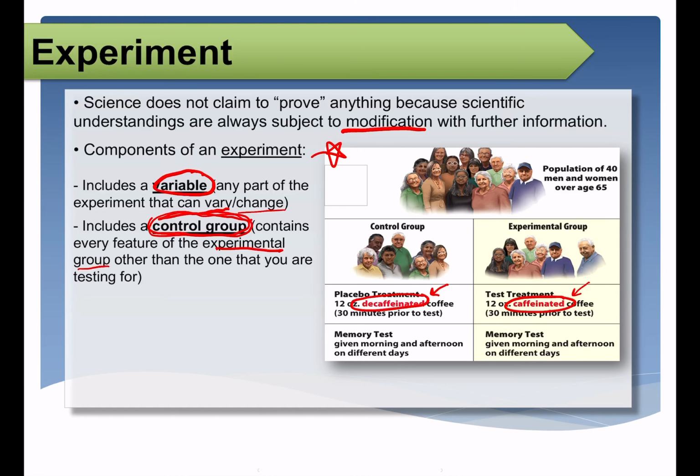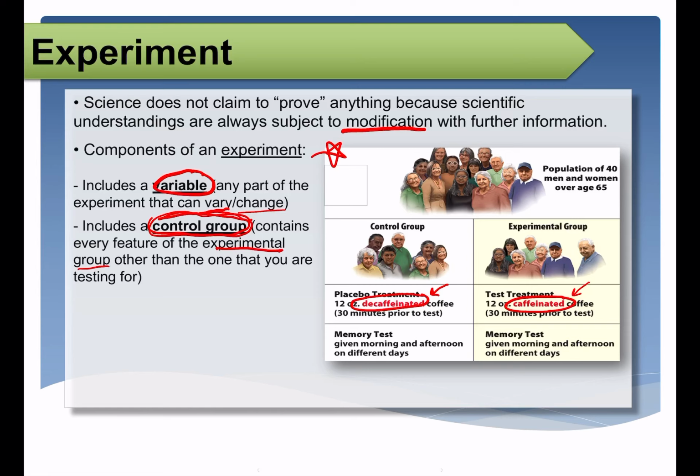while the group that is given the variable is called the experimental group. Okay, and in this case, the control group is the decaffeinated group, where they didn't receive caffeine, just like any other normal individuals, while the experimental group is the group that receives caffeine, which is our main variable in this particular experiment. Now, the control group usually contains every feature of the experimental group other than the variable, which was what I was talking about in terms of age, sex, population size, etc.